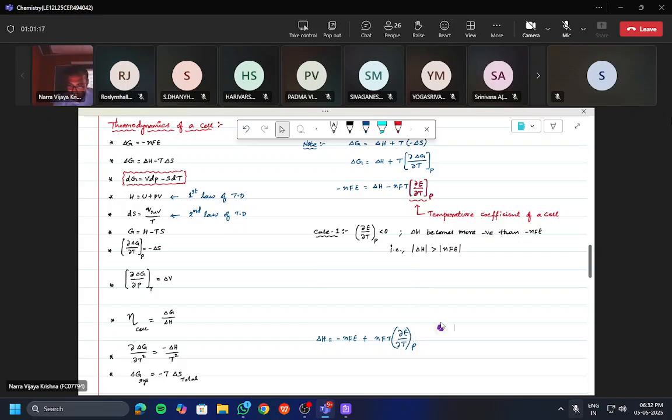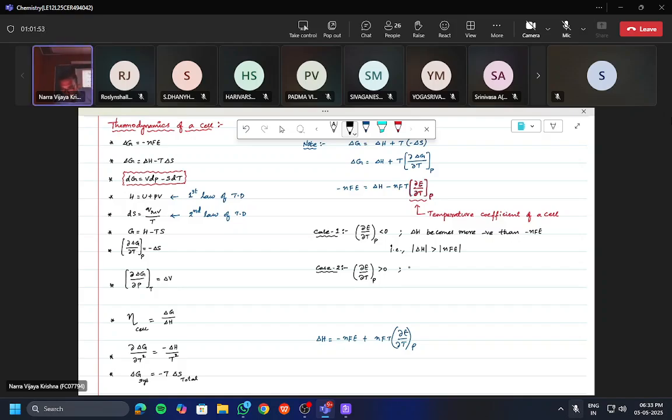Case 2. If ∂E/∂T at constant P is greater than 0, then what happens? If this is greater than 0, it means this term is positive. If this is positive, what happens to the delta H value? It becomes less negative. This is a negative term, this is a positive term, so what is the net value? It becomes a less negative term.